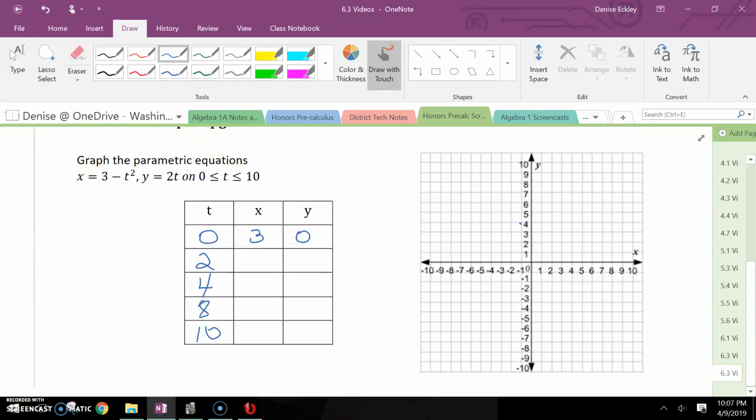At t equals 0 we're at 3, 0. At t equals 2 we're at negative 1, 4. When t is 4 we have values negative 13 for x and 8 for y. At t equals 8, we have negative 61 for x and 16 for y. And then finally at 10, we're at negative 97, 20.